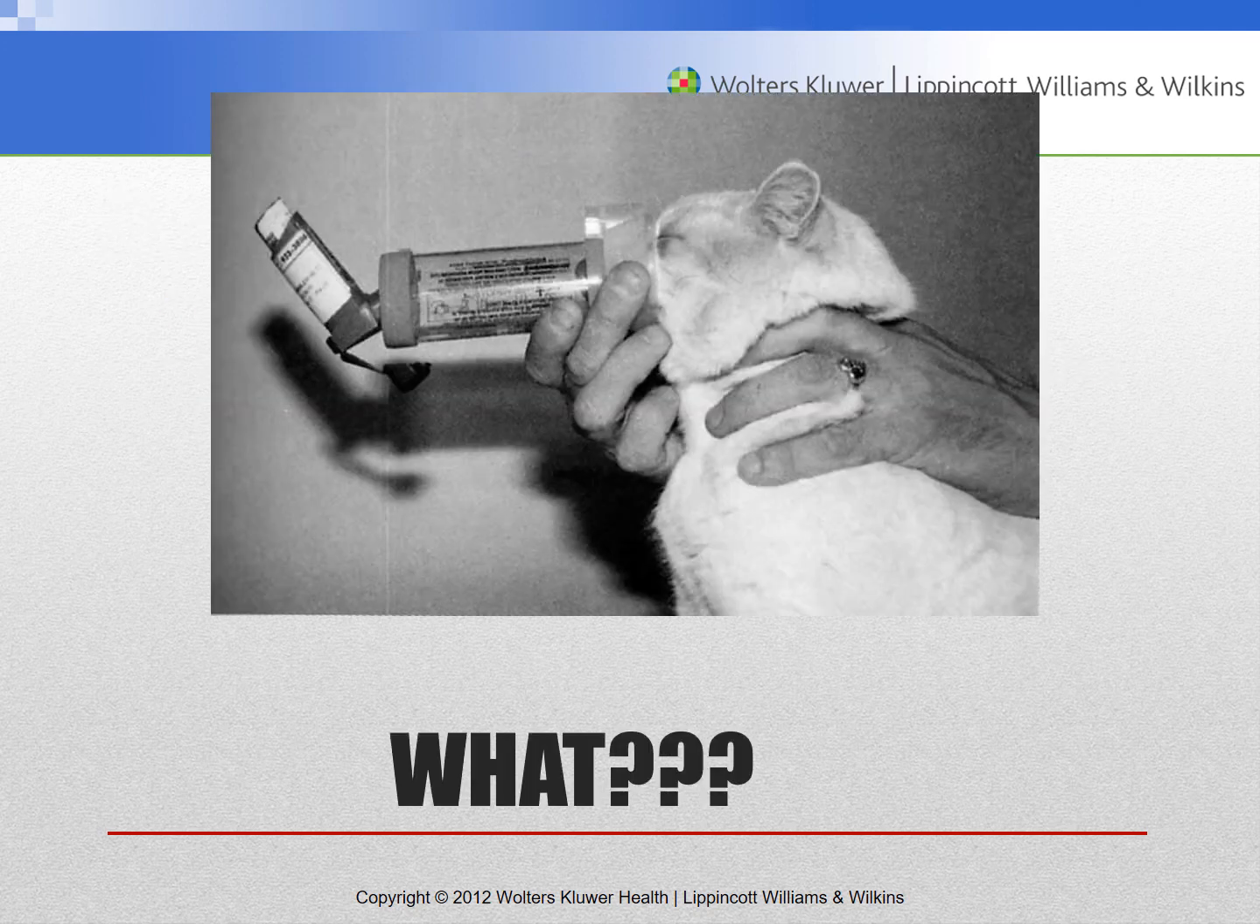And there again is the little kitty cat with his spacer and using it appropriately to get his treatment.